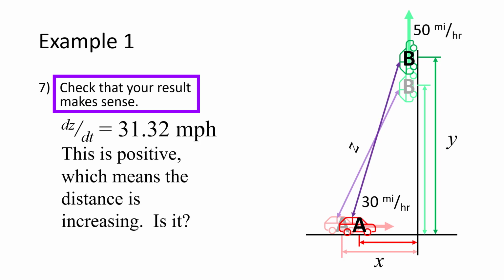What does that do to the distance between the cars? It does look a bit longer, so I can believe that it's increasing. This kind of check is most accurate if your sketch is drawn to scale. Other problems call for other types of checks. The key point is that you always consider whether your result makes sense.